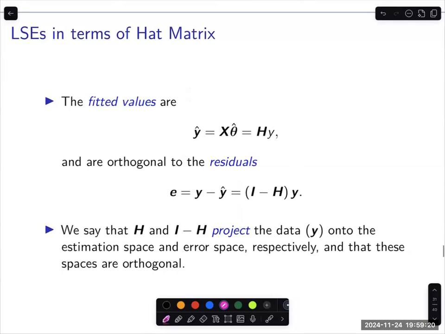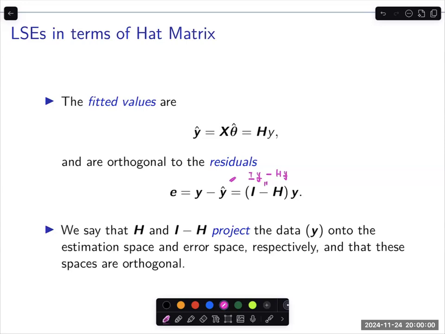And the difference between the fitted value y hat and the original y can be written as y minus y hat. The y is no different from I times y, and y hat is Hy, so combining the two terms together, we get (I minus H) times y. The H and the I minus H represent a projection of the data onto the estimated space and the error space.